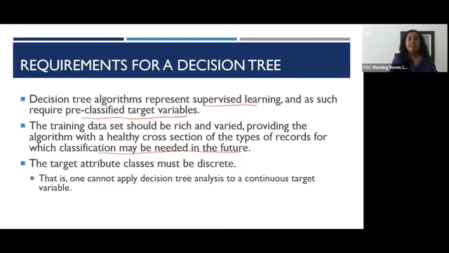Right, and the target attributes must be discrete. That means your class label is discrete. It's not a continuous variable.